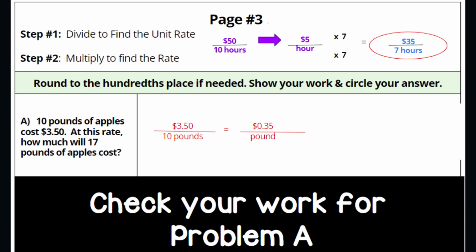Check your work. Make sure you got that for our unit cost. Now that we know how much it costs for 1 pound, we can multiply by 17 to get $5.95 for 17 pounds of apples. Pause the video, check your work for problem A.